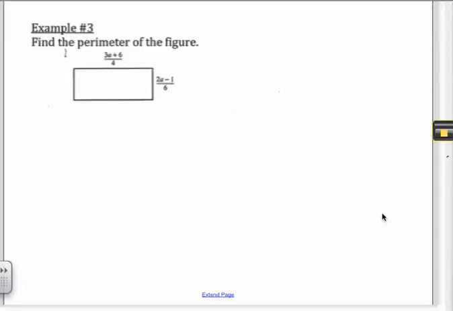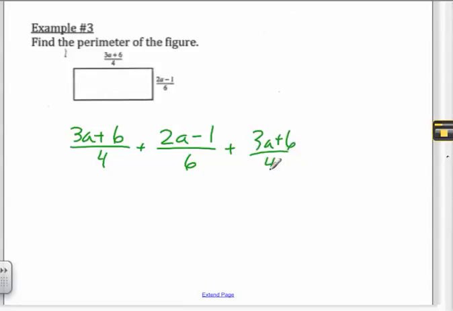Okay, guys, example number 3, it says find the perimeter of the figure. And when we're working with perimeter, remember it's just adding all the sides, right? So what I can say is, I can say 3a plus 6 over 4 plus 2a minus 1 over 6 plus 3a plus 6 over 4 plus 2a minus 1 over 6.